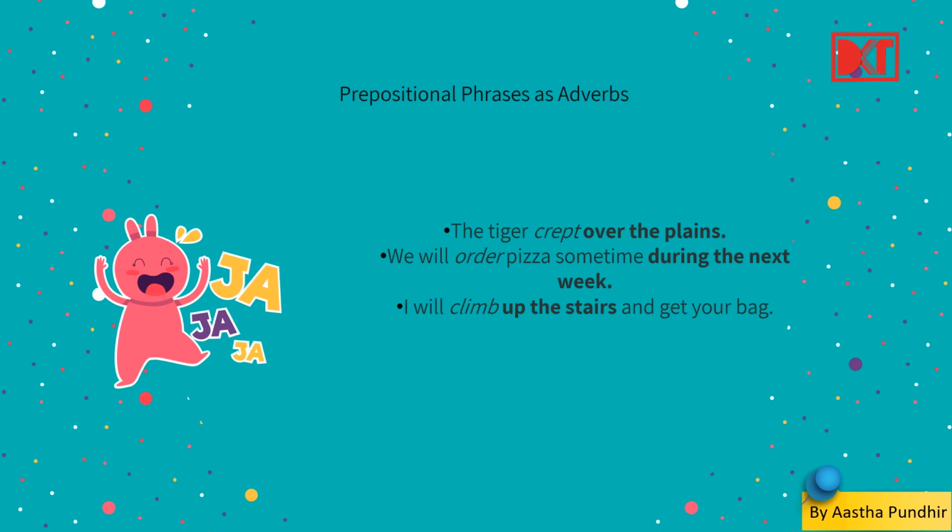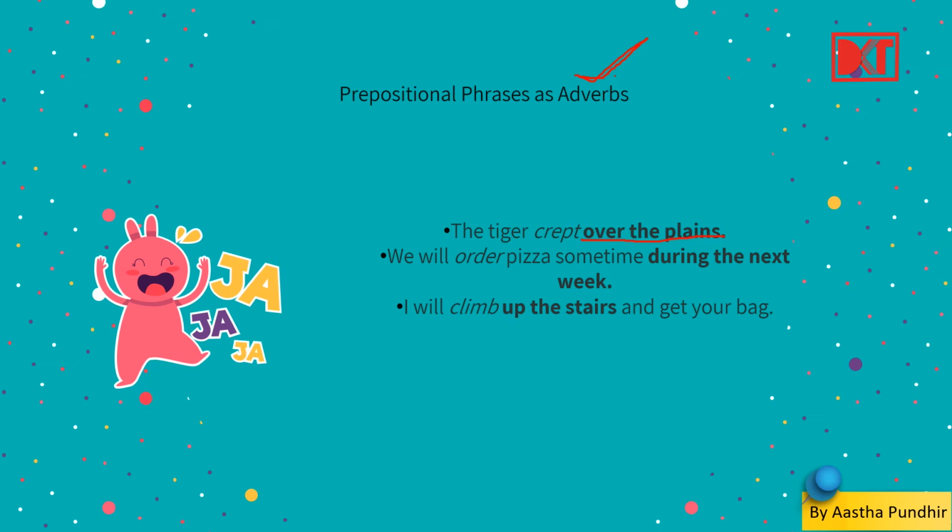Next up, prepositional phrases could also act as adverbs. Now, what is the job of the adverb? It is used to answer questions like how, when, where, how often, or to what extent. These kinds of questions are answered by adverbs. So let's see here. The tiger crept over the plains. Now the tiger is the subject, crept is the verb, and over the plains is the prepositional phrase, in which over is the preposition and the plains is the object, and over the plains, the one in bold, is the prepositional phrase acting as an adverb.